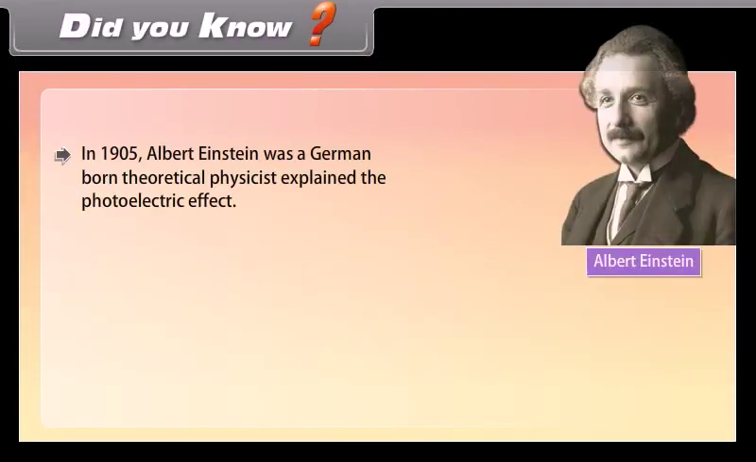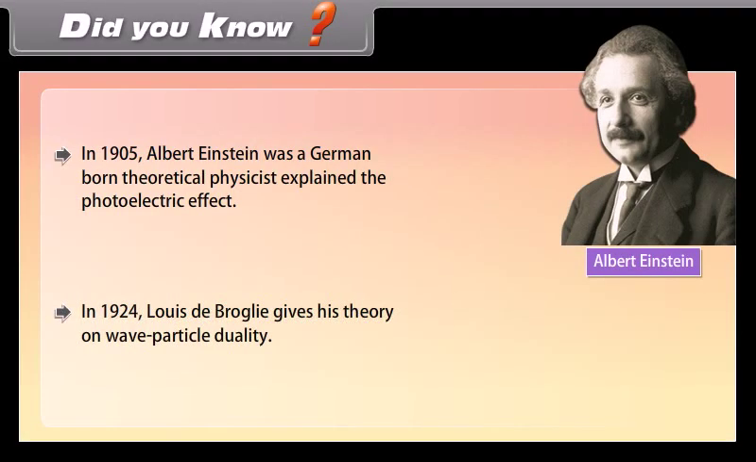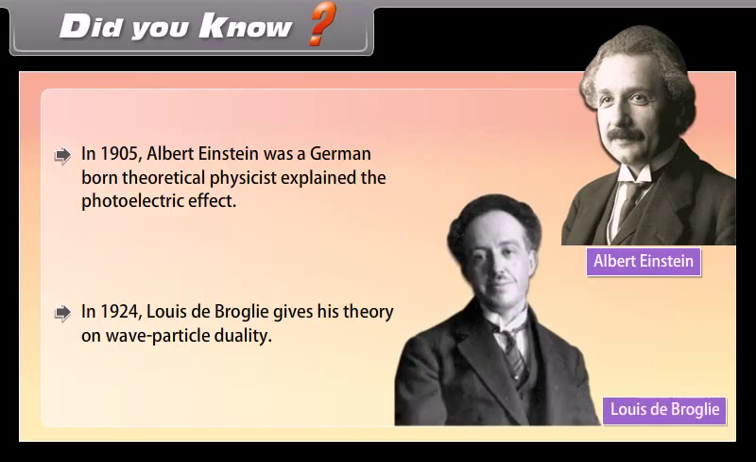Did you know? In 1905, Albert Einstein, a German-born theoretical physicist, explained the photoelectric effect. In 1924, Louis de Broglie gave his theory on wave-particle duality.